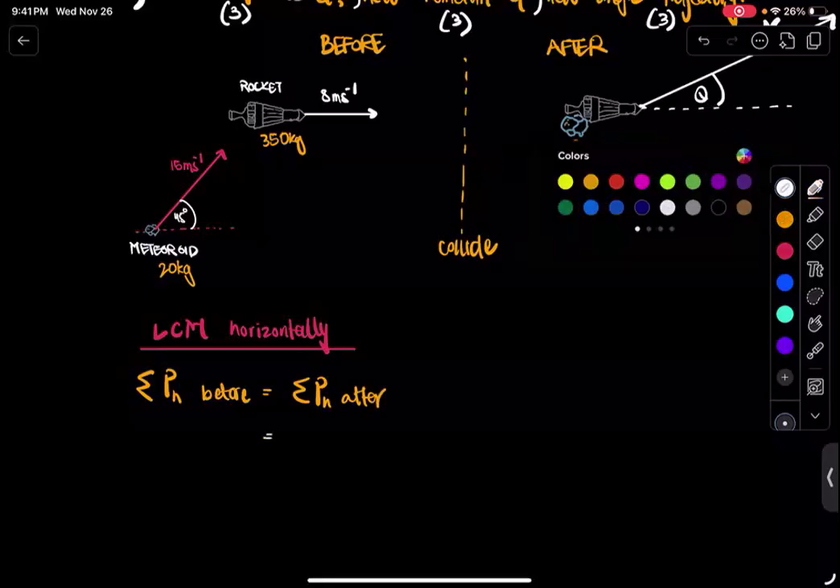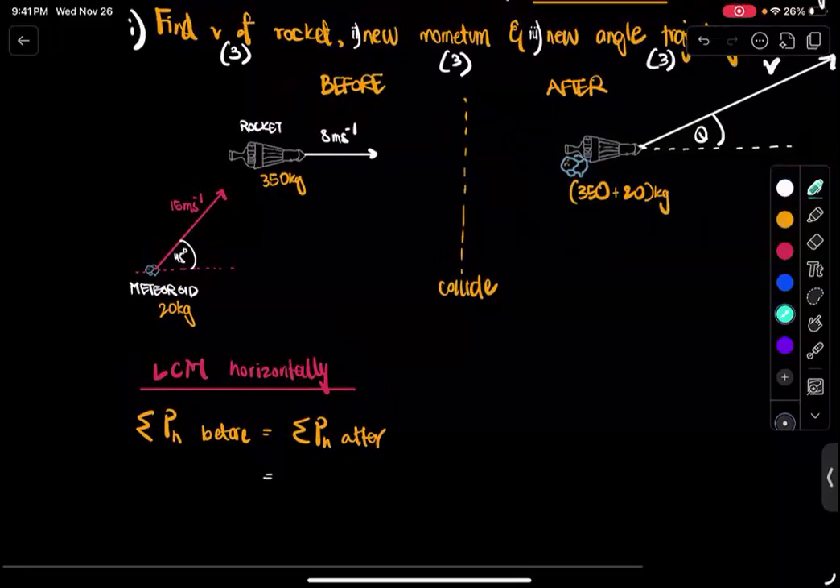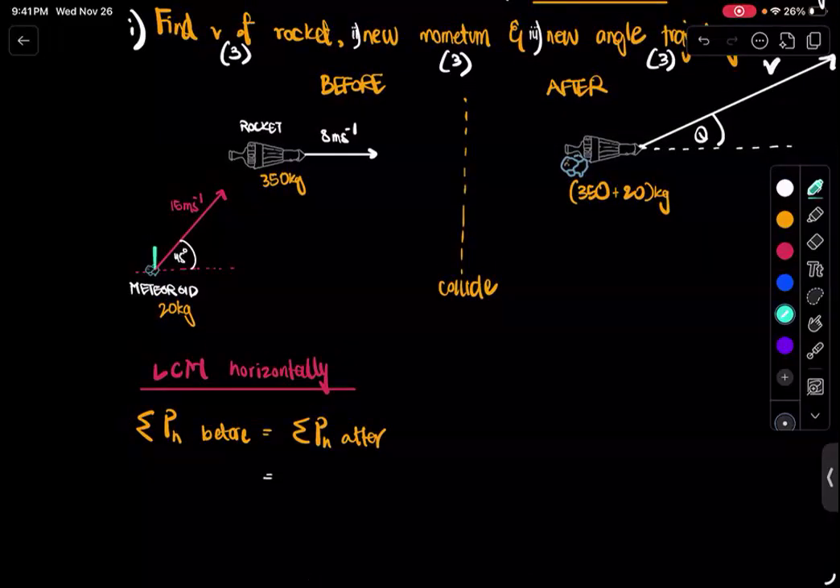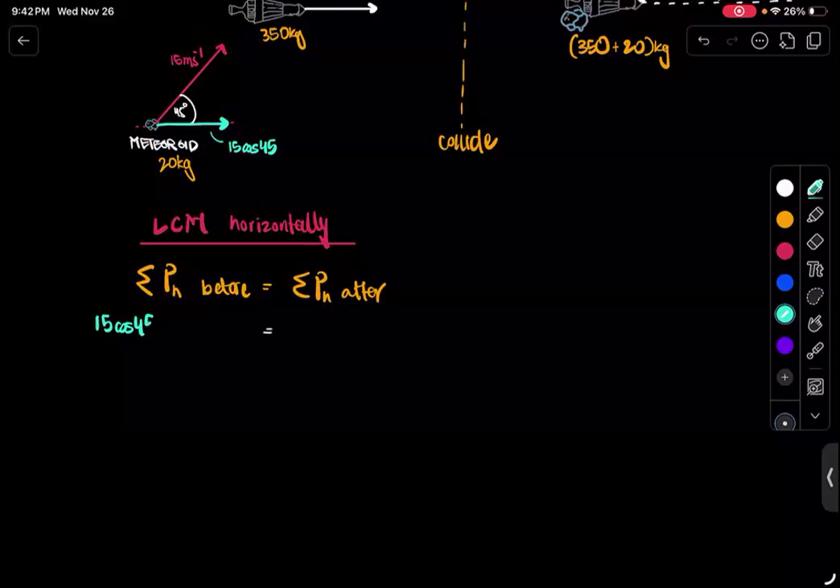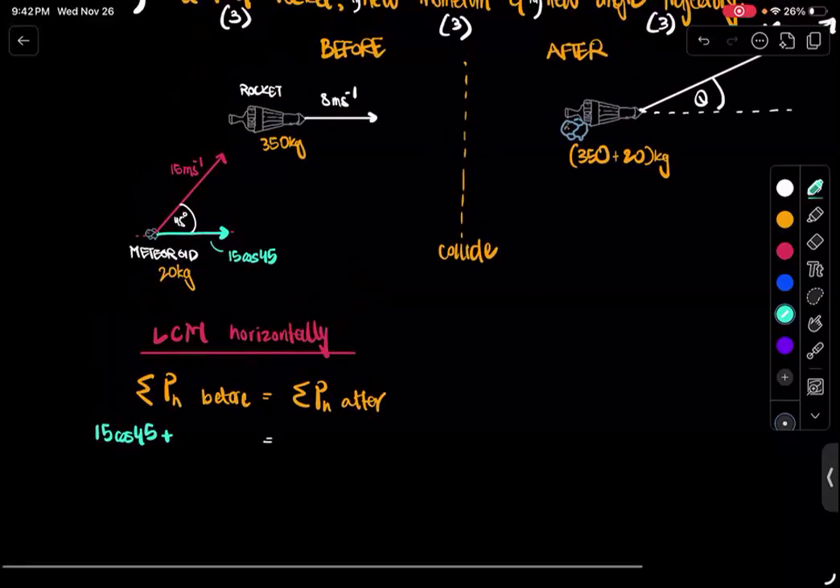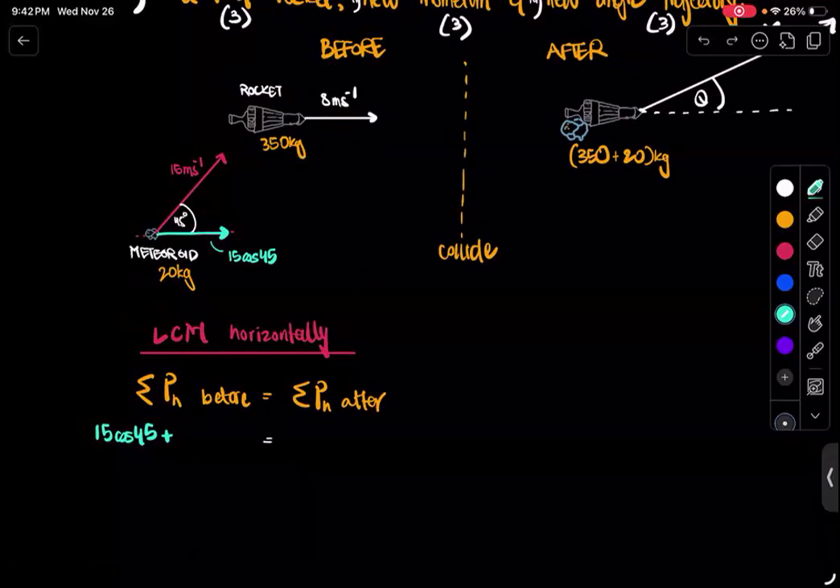What's the horizontal momentum before? Now, I think the meteoroid has horizontal momentum equal to this value. It's going to be 15 cos 45, right? Because that's the horizontal component of the meteor. Okay, let's write it down. 15 cos 45 plus. Does the rocket have any horizontal momentum? Yes, it does. In fact, the only momentum it has is horizontal. So that's going to be 350 times 8.